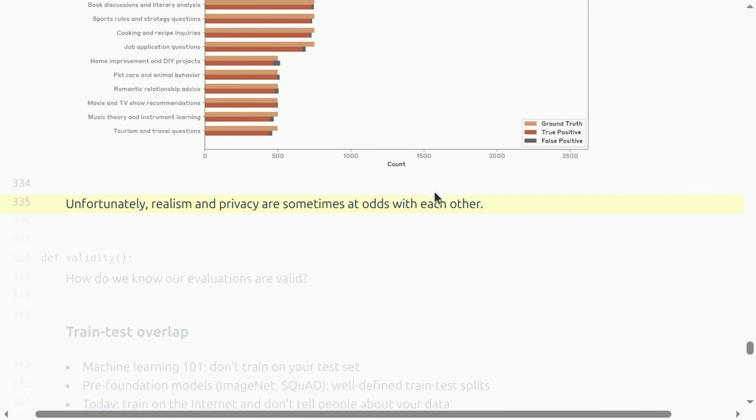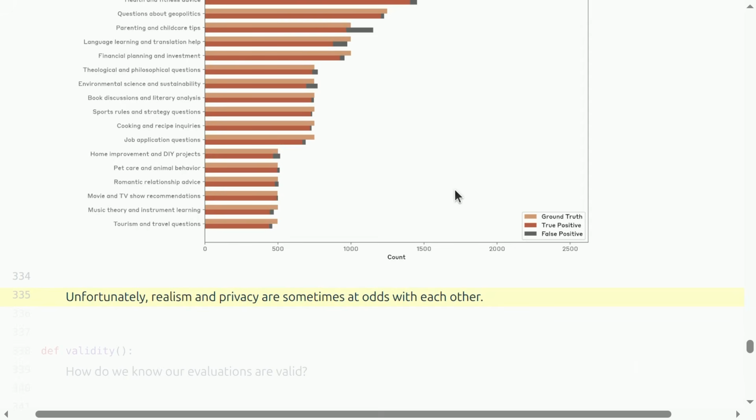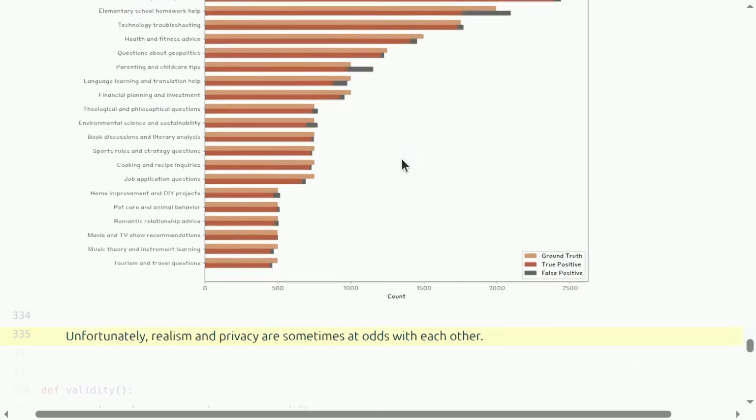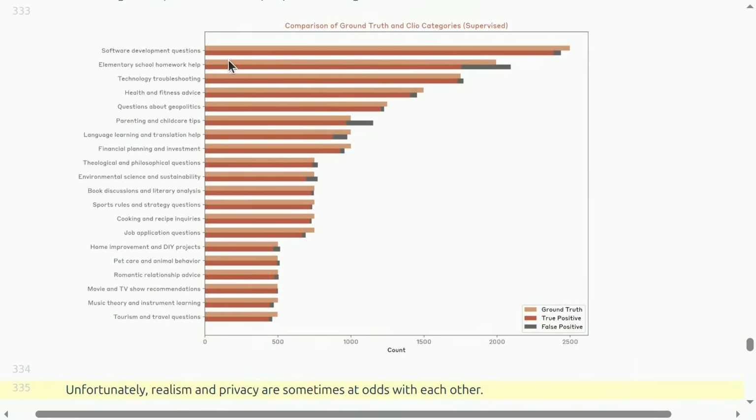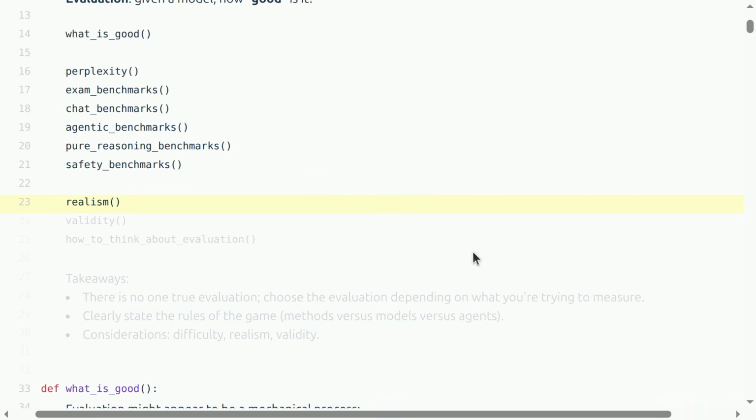And sometimes, realism and privacy are at odds with each other because ideally you would want a sample from the actual query stream, and that would be very valuable to assess how well a model is working and understand deeply what the errors are, but then that runs into privacy considerations.